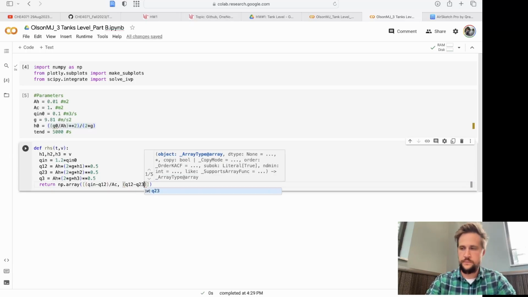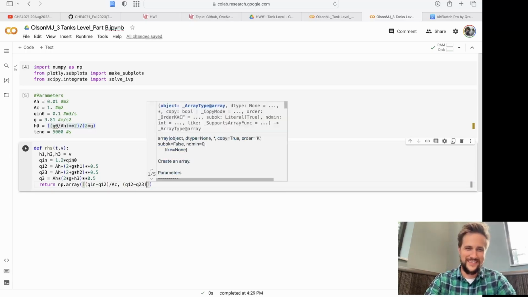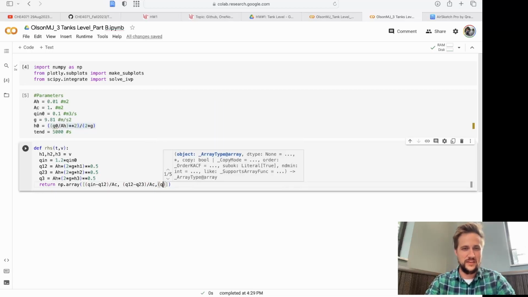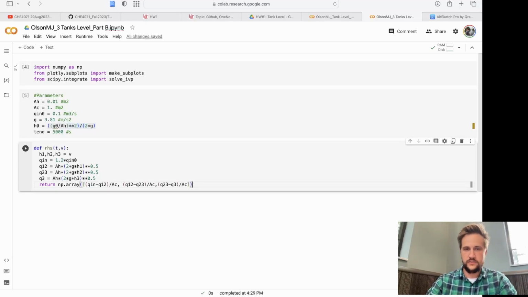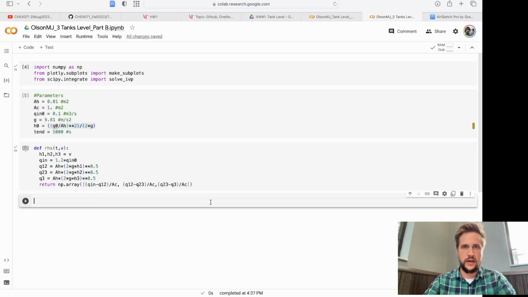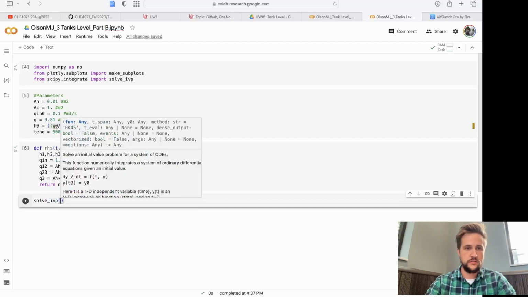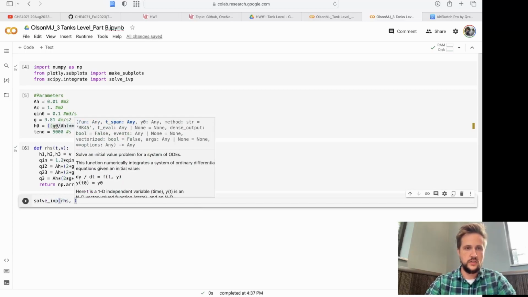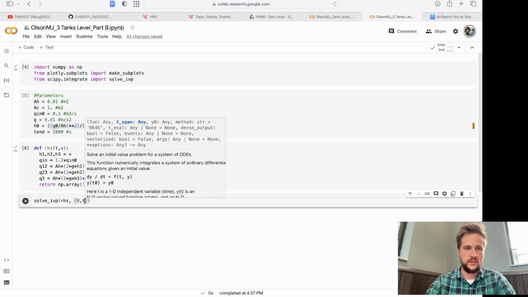Q12 minus Q23, divided by AC, the cross-sectional area. And then lastly, Q23 minus Q3 divided by the cross-sectional area. So let's see if it likes that. Great. Okay, so now we're going to move on to using our solve IVP. And what is it that we're solving? Well, we're solving our right-hand equation over a particular time span. So we're going to say 0 to t end.